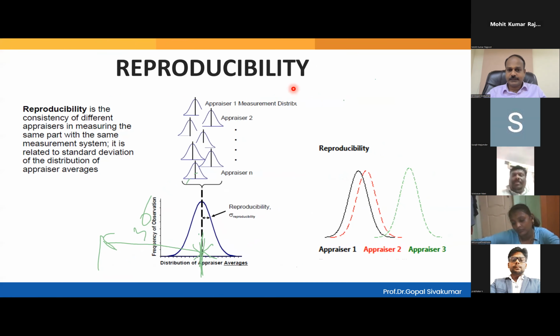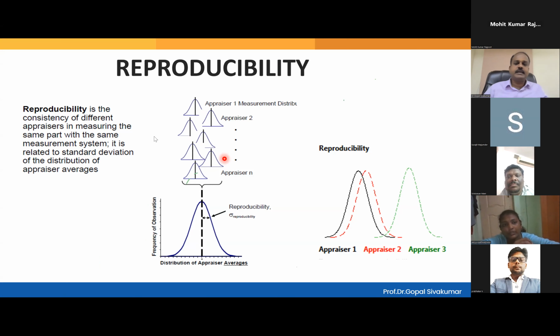Similarly, reproducibility. See here, multiple appraisers. Appraiser number 1, appraiser number 2, appraiser number 3, etc. If there are multiple appraisers, then we must go for the average of the appraisers' readings. So the difference between the averages of the appraisers' readings is known as the reproducibility error, right?